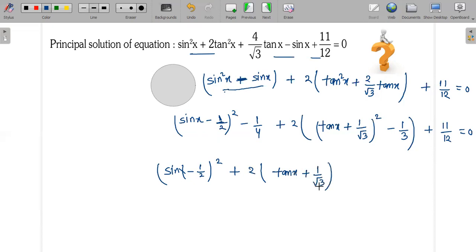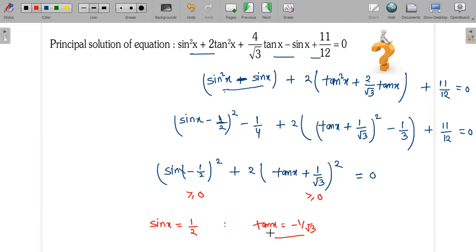Now, the sum of squares of two different entities is equal to 0. The only possibility which I can observe is that each expression should come to 0. So by that logic, if you want any solution, then it may occur when sin x is 1 by 2 and tan x will give you negative 1 by root 3.